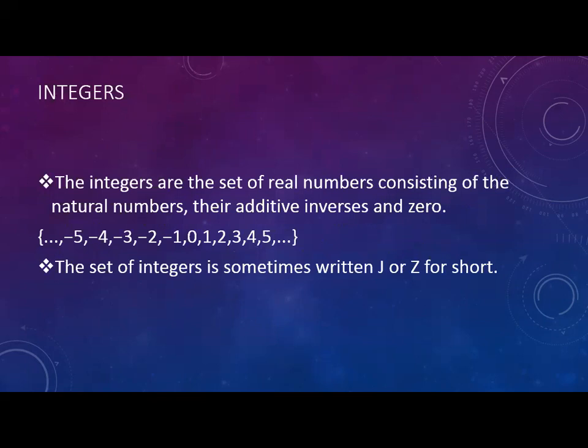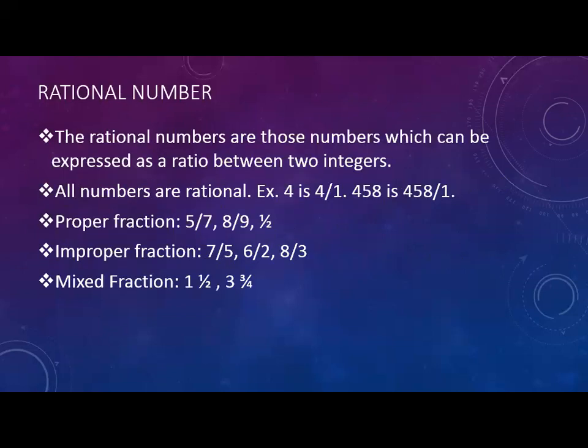And integers are the set of real numbers consisting of the natural numbers, their additive inverses and 0. So obviously you will have the line diagram. So in the middle you will have the 0, on the right hand side you will have the positive values increasing, and then on the left side you will have the negative values increasing. So that is shown in the diagram, and the set of integers is sometimes written as J or Z for short.